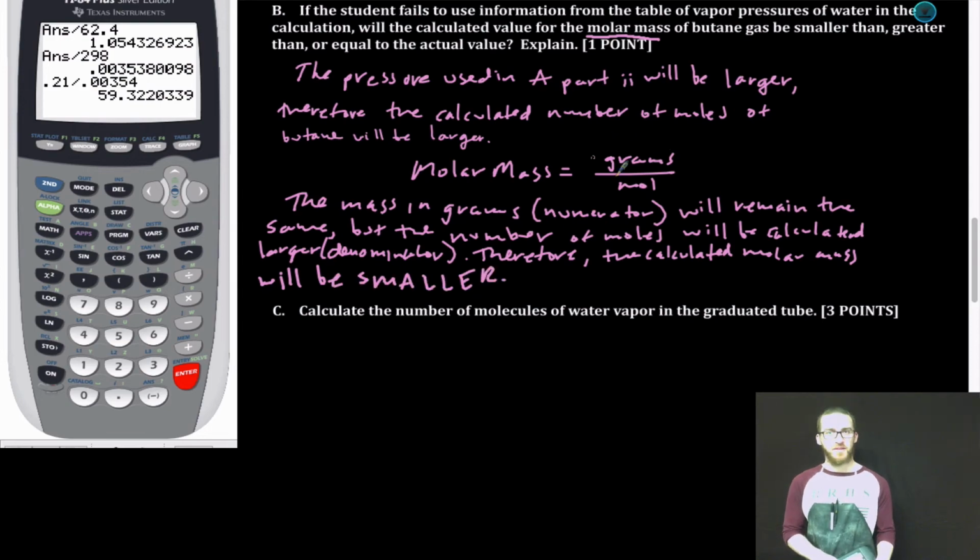Again, the mass in grams that we use is going to be the same. That's not going to change. But because we used that larger pressure value in A part subpart I, we're going to calculate a larger number of moles. Our denominator is going to be larger. Dividing a larger number into that same number of grams is going to create a calculated molar mass that is smaller than what it should be.